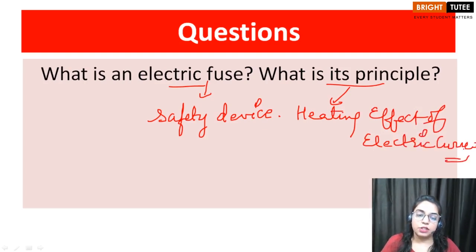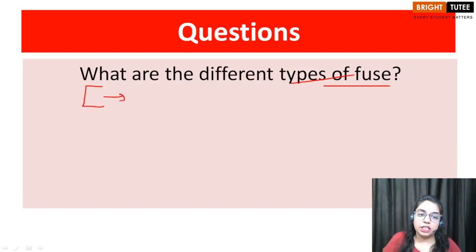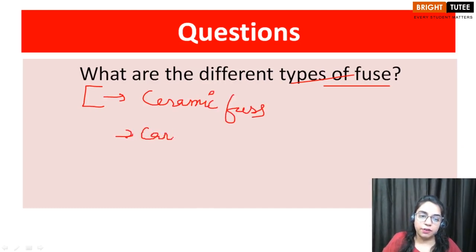Okay children, so this was all about the electric fuse. Let's move to the next question. What are the different types of fuse? So children, these days two different types of fuse are available. One is the ceramic fuse, and the other one is the cartridge fuse.